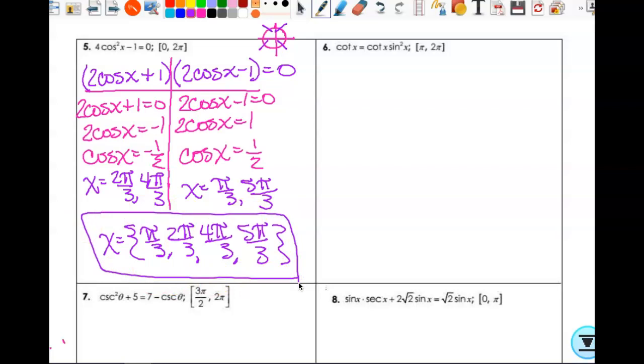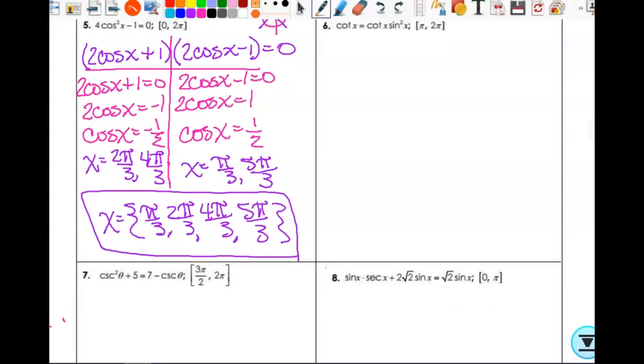What questions you got? Good? If you can factor with x's, you can factor with trig. If you still can't factor with x's, I don't know what to tell you. All right, let's look at number 6.